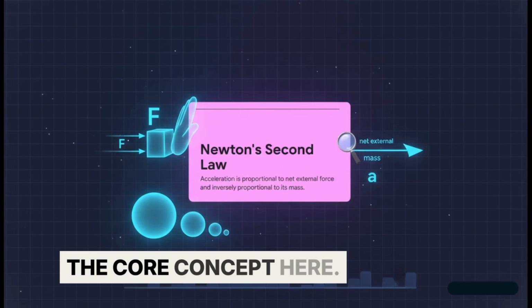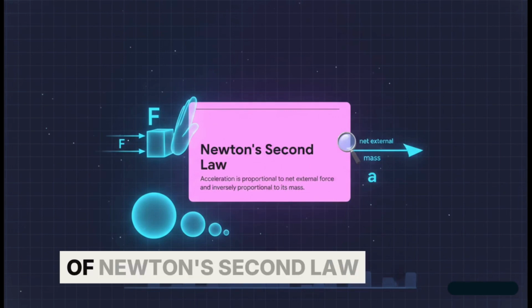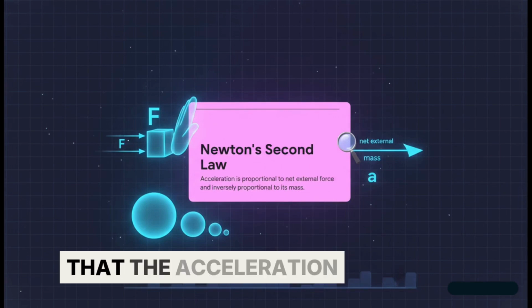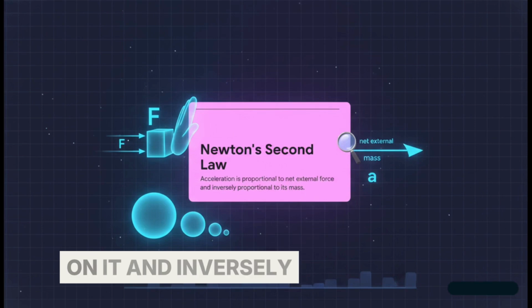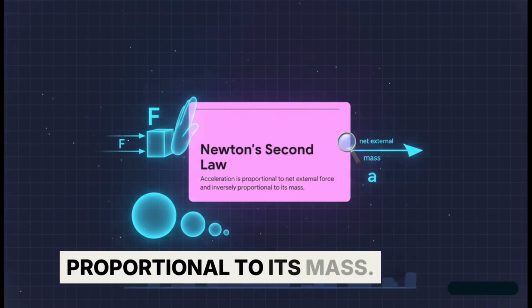All right, Section 1, the ultimate rule of motion. Let's get right to the core concept here. The formal definition of Newton's second law of motion states that the acceleration of a system is directly proportional to the net external force acting on it and inversely proportional to its mass.